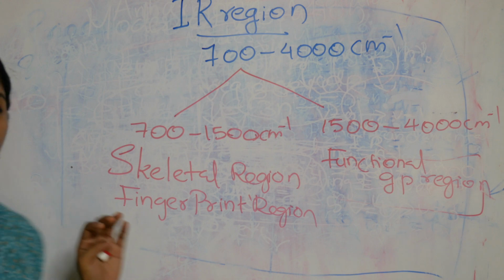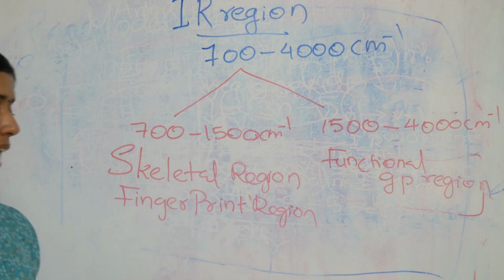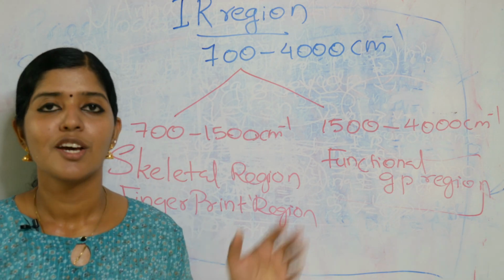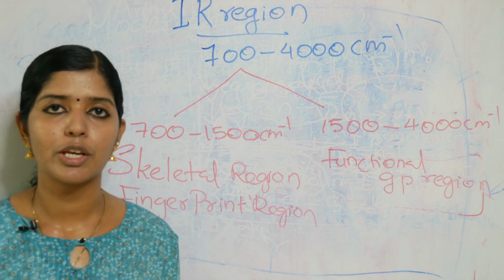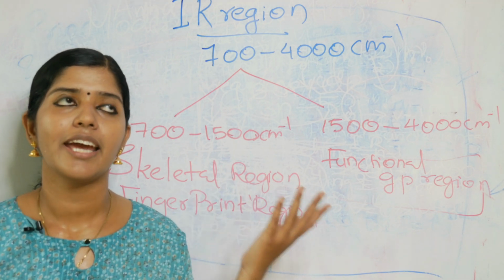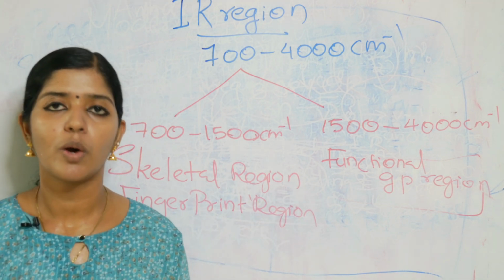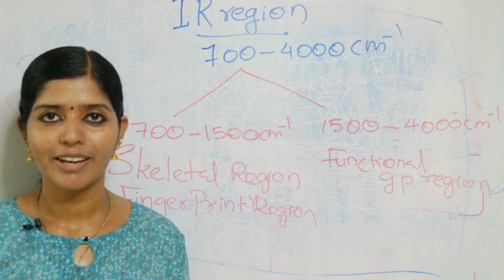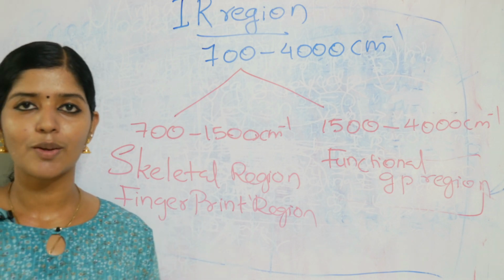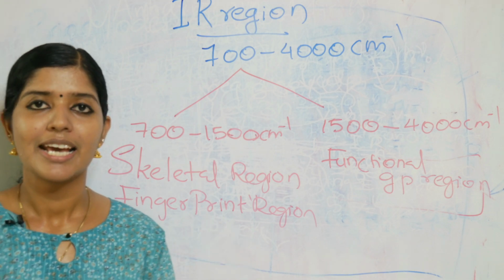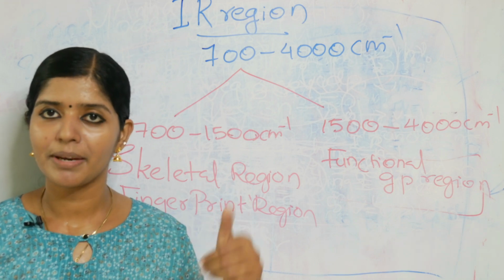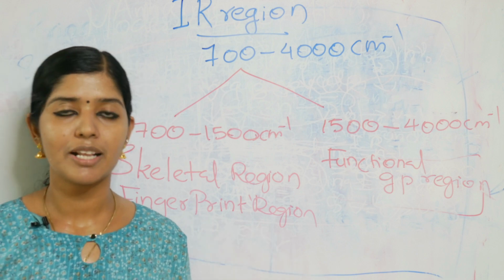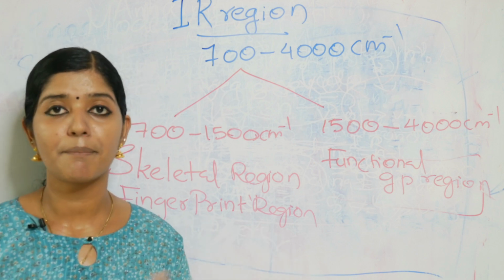So generally we have two types of region in IR. The first one is our skeletal region or fingerprint region, and the second one is our functional group region. As the name indicates, say we have a molecule, for example H2O, water, and you take the IR spectrum of water. Water is a particular molecule, so for water we'll have a particular fingerprint frequency. See, I am Sushmita, I'll have a particular fingerprint, and the person watching my video will have a separate fingerprint. So every molecule will have a separate fingerprint, right?